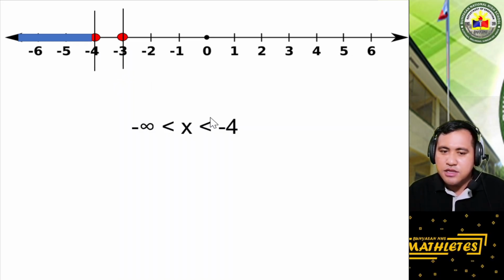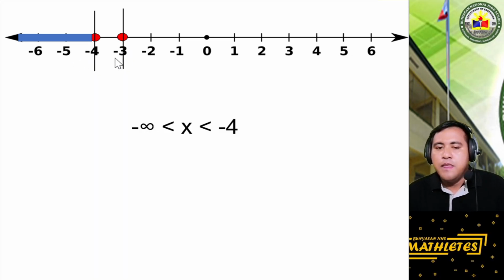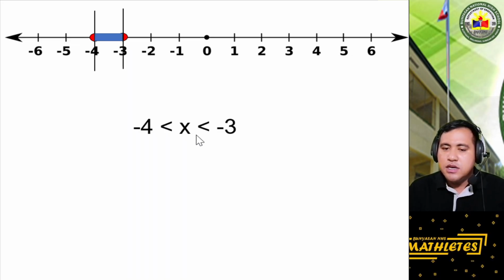So, it is less than negative 4. Sir, is negative 5 less than negative 4? Yes. On the negative side, the bigger the number looks, the smaller its value, as long as it is negative. Even if it is 1 million, as long as it is negative, 0 is still bigger. So, another interval is where x is greater than negative 4 but less than negative 3.